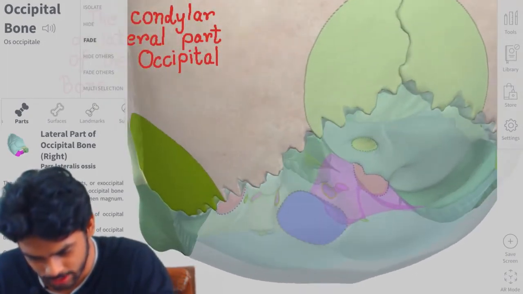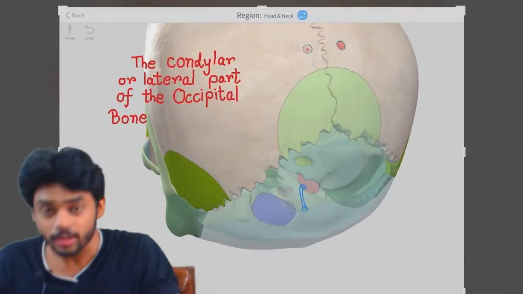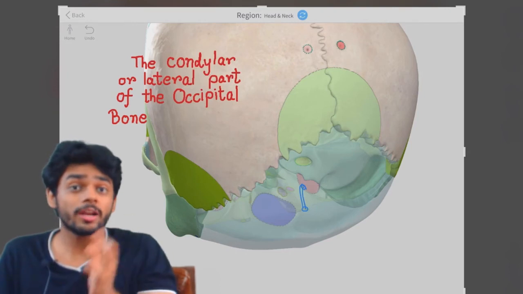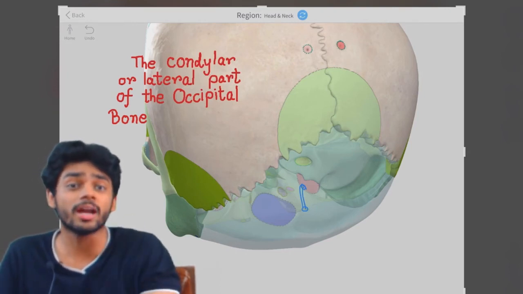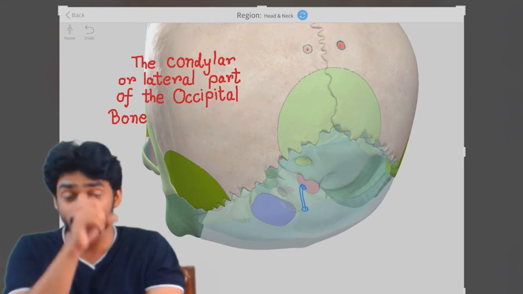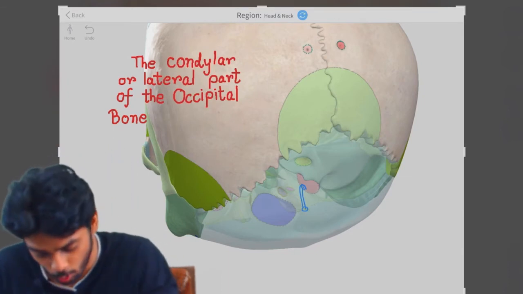Now the skull, the occipital part, has been faded so that you can see that canal. Which canal? The posterior condylar canal. Can you see? So it is opening in which part? It is opening in the sigmoid sinus part.